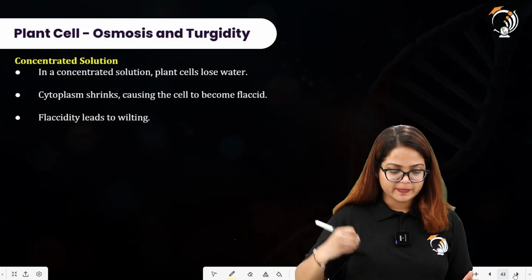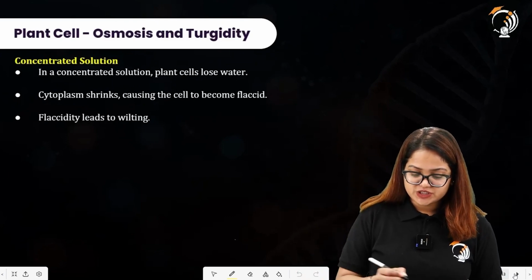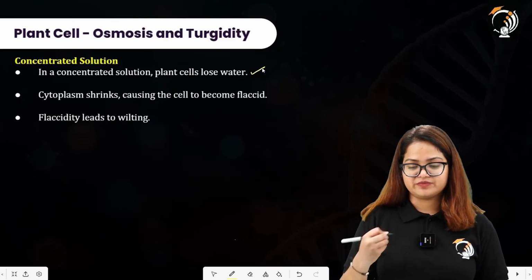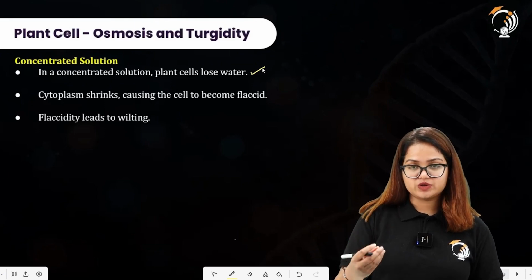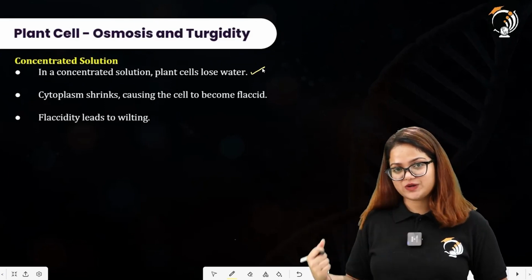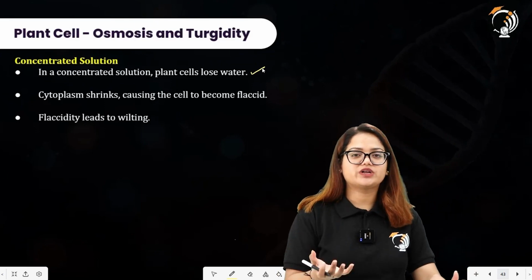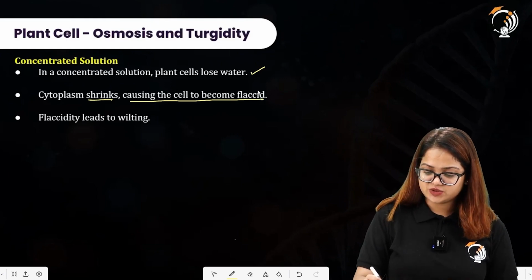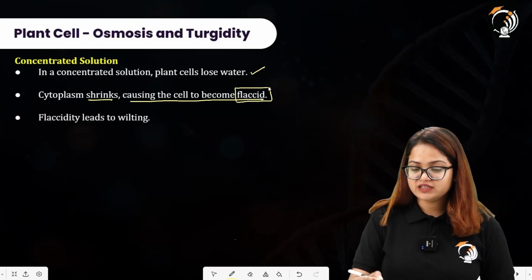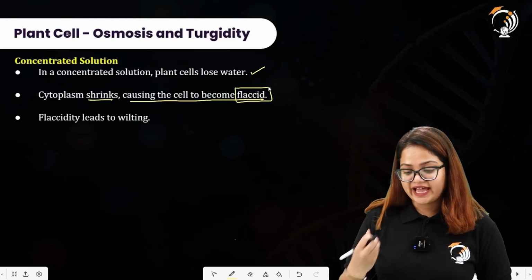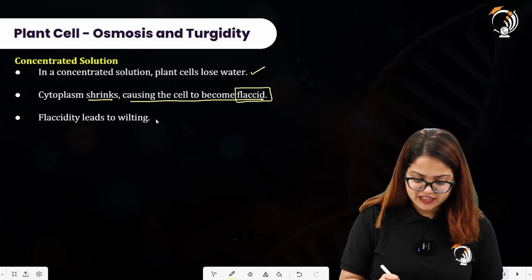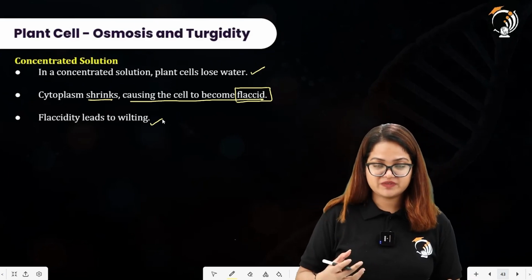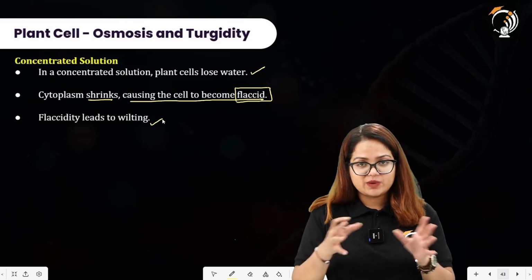All right. Whenever the plant cell is placed in a concentrated solution, the plant cell loses water. So the plant has lost water. There is a movement of water molecules from a region of high concentration, that is in the plant cell, into the outer environment. Cytoplasm shrinks, causing the cell to become flaccid. Flaccid is a condition we mention whenever the plant cell has lost water molecules. Flaccidity leads to wilting. The drooping of the leaves is observed whenever there is a concentrated solution surrounding these cells.